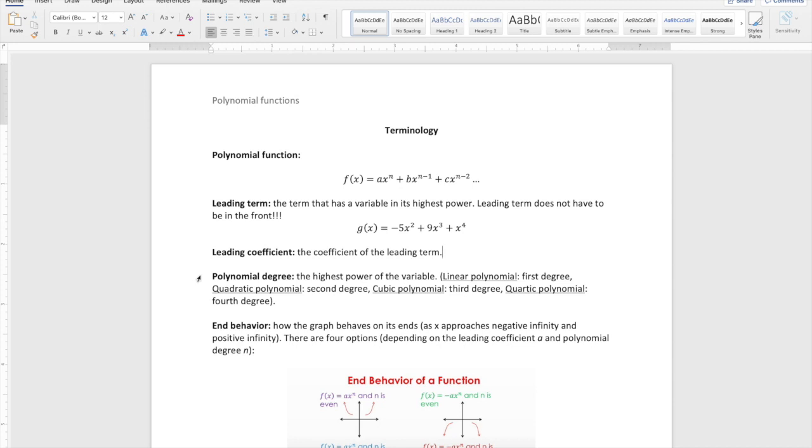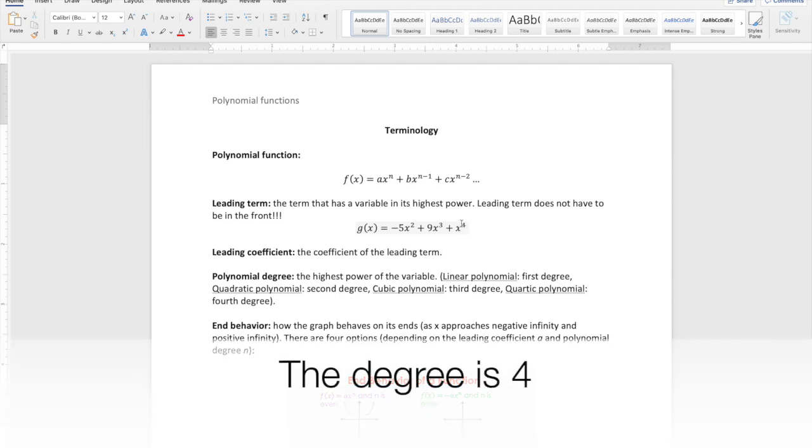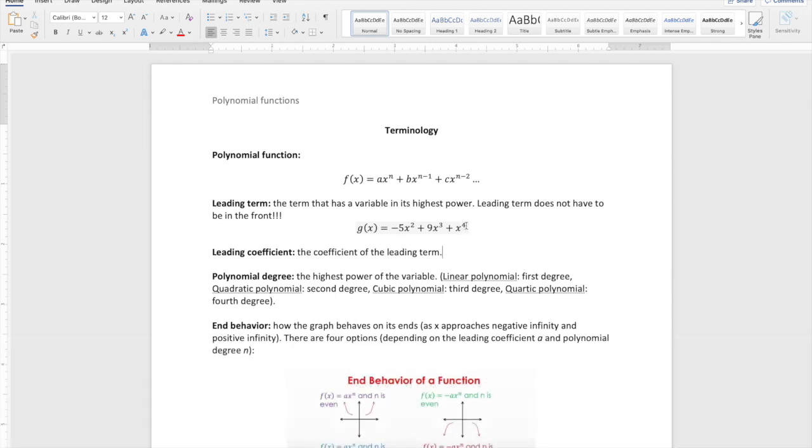So the degree of the polynomial now is the exponent that is the highest. So for this function g, the degree will be 4. It's the highest power of x. When you're answering questions about the degree of a polynomial, make sure you don't say x to the power of 4. You have to say 4 is my degree.